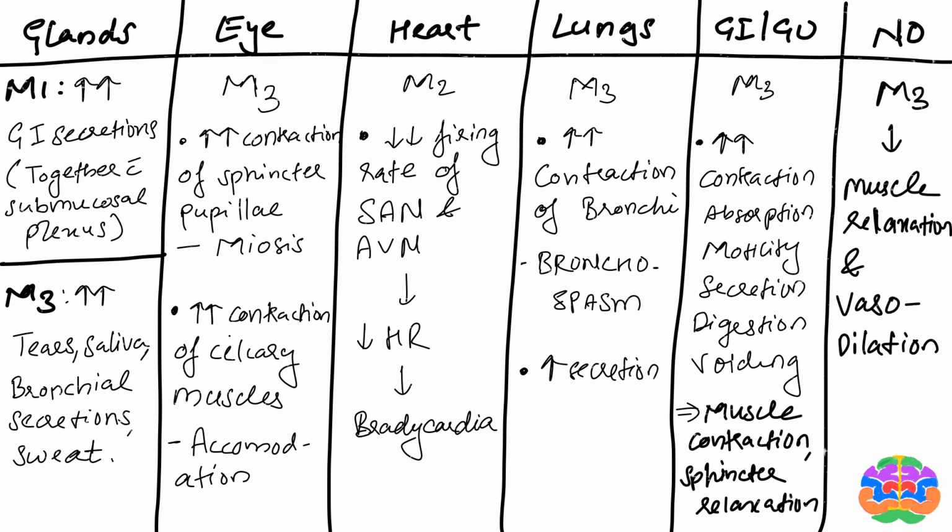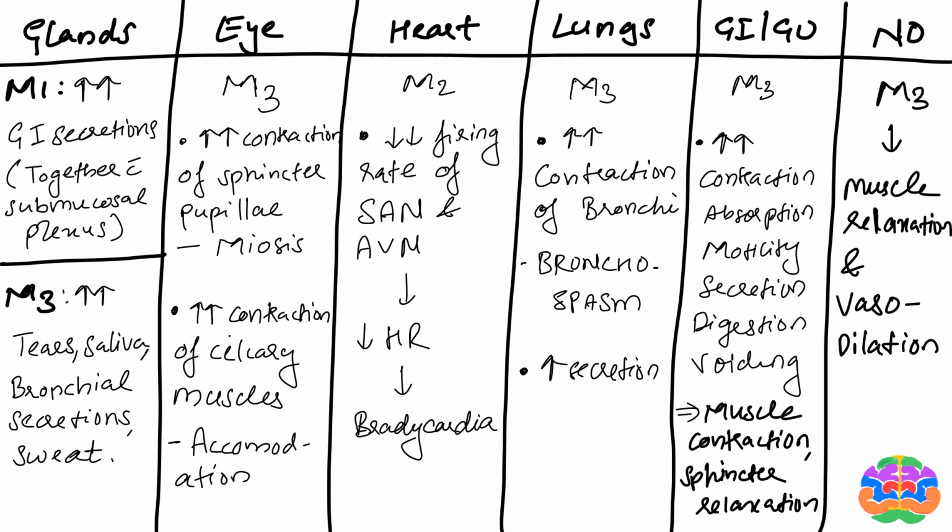Let's see how these muscarinic receptors act in various parts of our body, starting with various glands. In the glands, M1 and M3 receptors are mainly present. M1 acts along with the submucosal plexus to increase the gastrointestinal secretion, whereas M3 increases the secretion of tears, saliva, bronchial secretion, and sweat. In the eye, we mainly have M3 receptor, which causes increased contraction of sphincter pupillae, leading to miosis, and increased contraction of ciliary muscle, helping in accommodation.